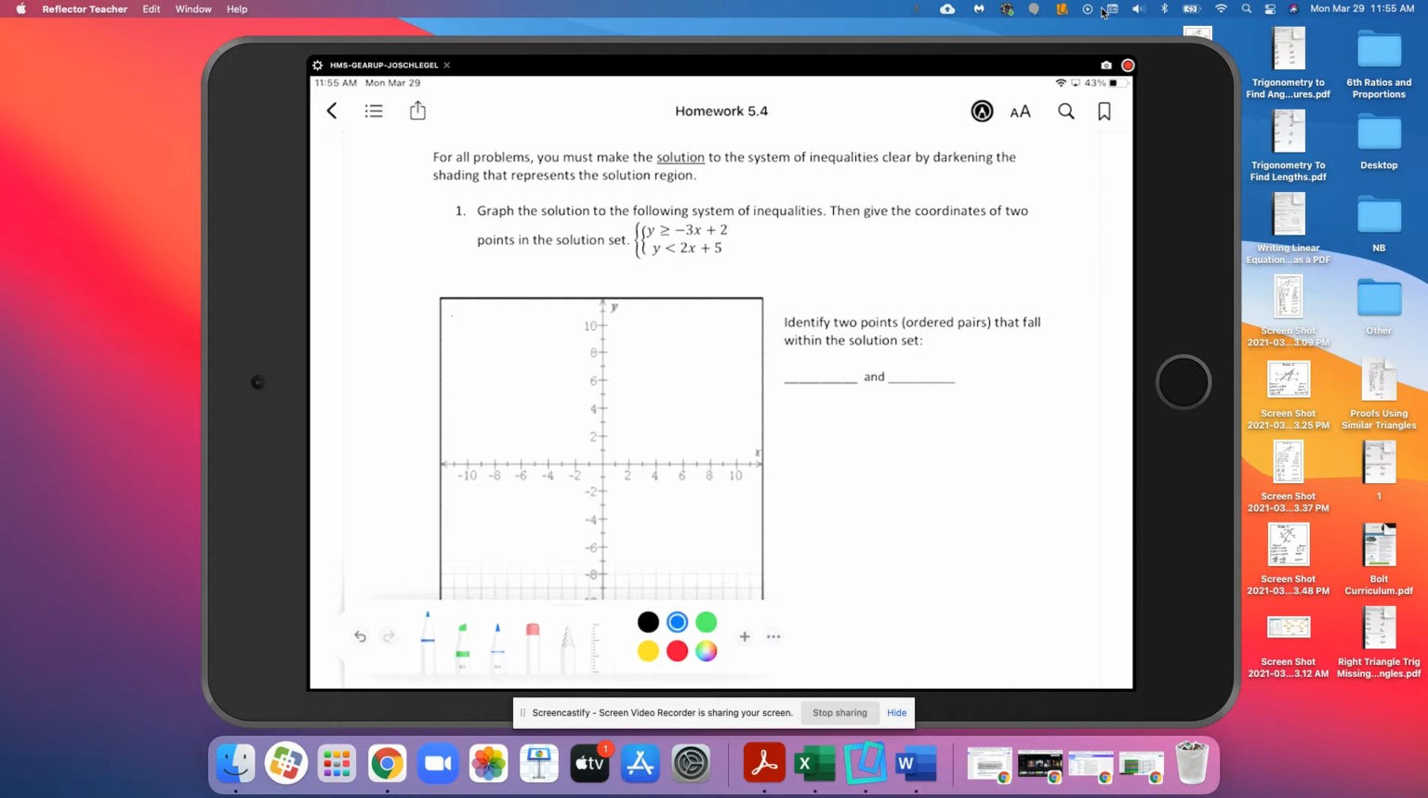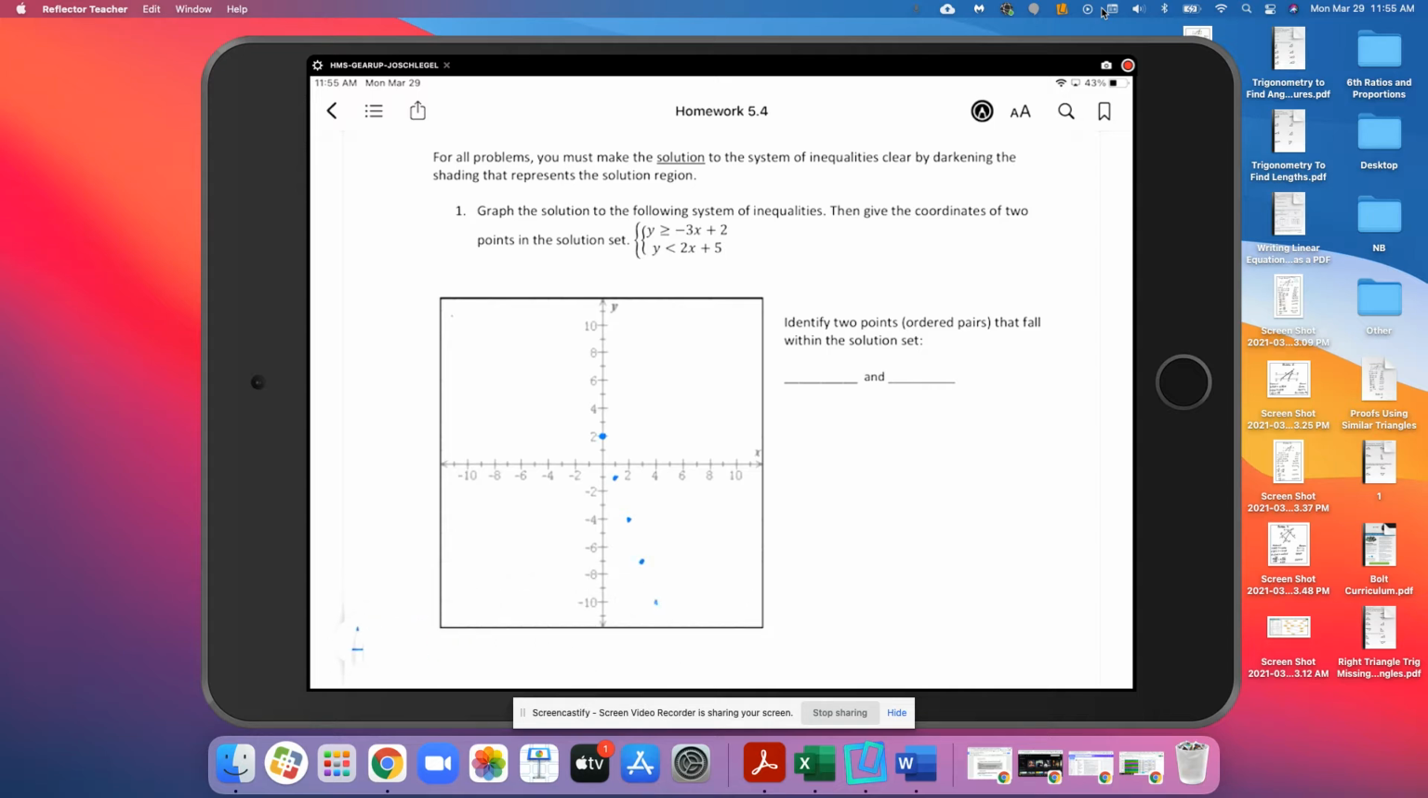So we're beginning, folks, with this first equation. We have y is greater than or equal to negative 3x plus 2. So our y-intercept is 2. Our slope is negative 3, so our fraction would be negative 3 over 1. Oops, that's points in the wrong spot.